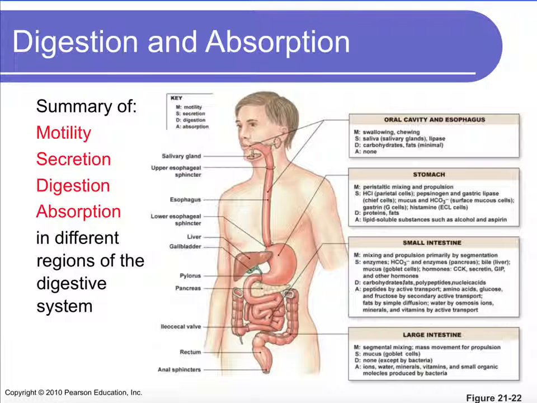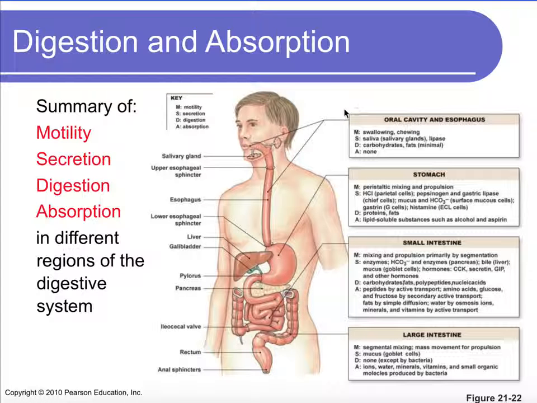Okay, here is a nice summary slide. And what this does very well is it tells us the type of motility, secretion, digestion, and absorption that happens in different parts of our GI tract.